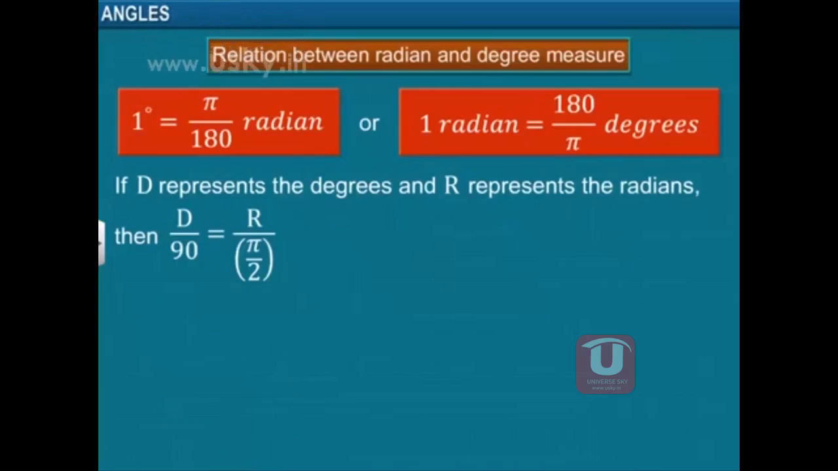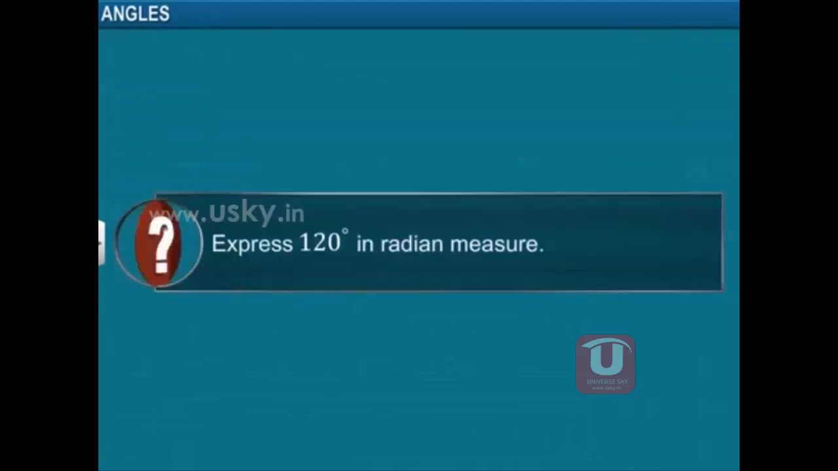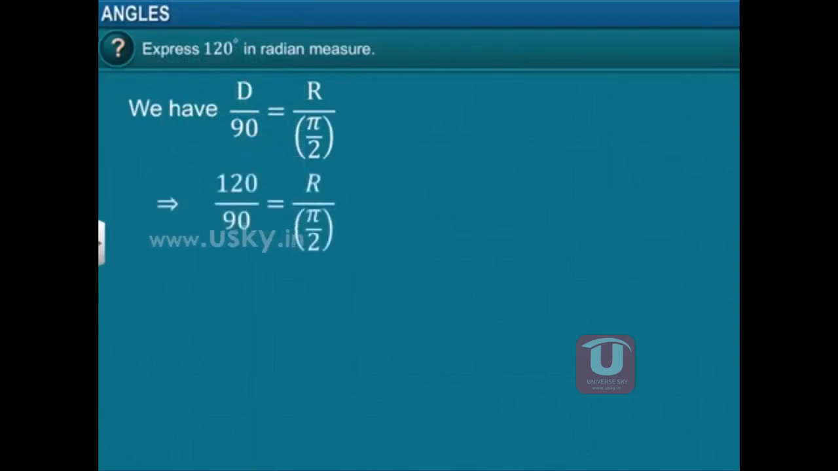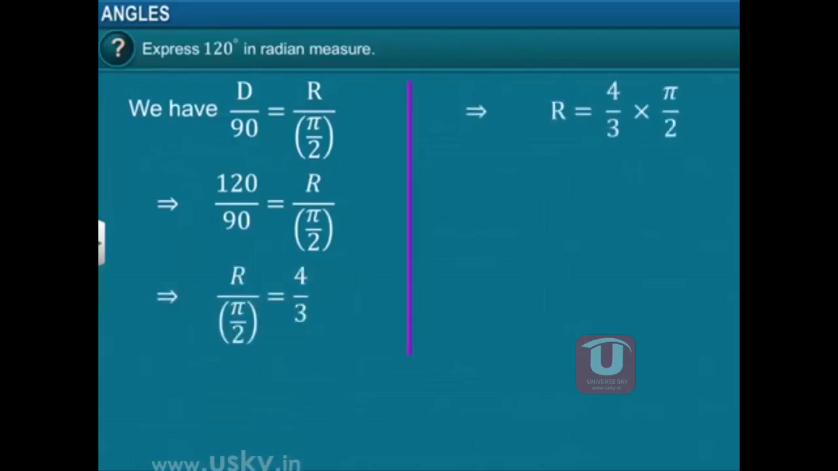Let's take one example to convert degree measure into radian measure. Express 120 degrees in radian measure. We have d divided by 90 is equal to r divided by pi upon 2. Substituting the value of d and then simplifying, we get r is equal to 2 pi by 3.